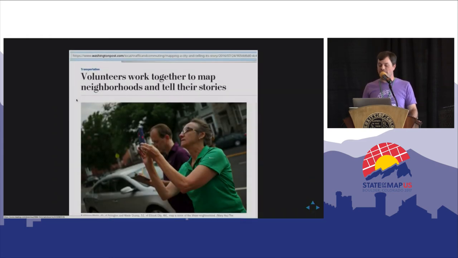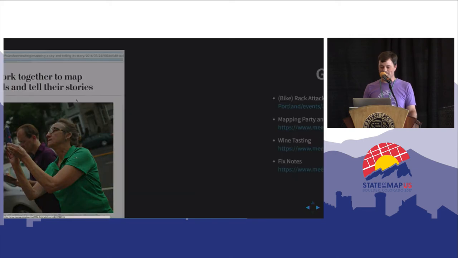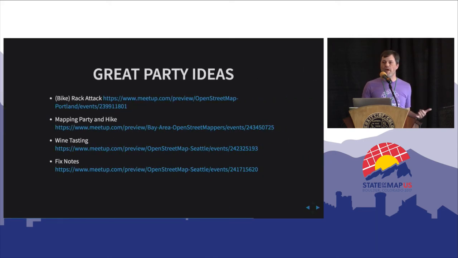But if that's not good enough, try to get yourself in the Washington Post. So this is the work of Wade, who's in the purple there. I'm not really sure how this came about, but it was a great story in the Washington Post. Okay, so that's how to map.